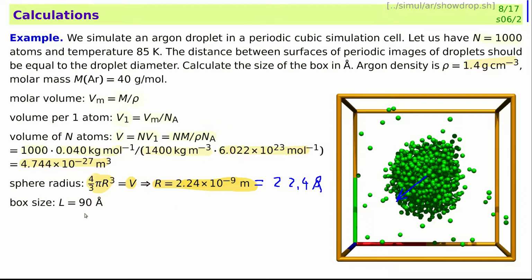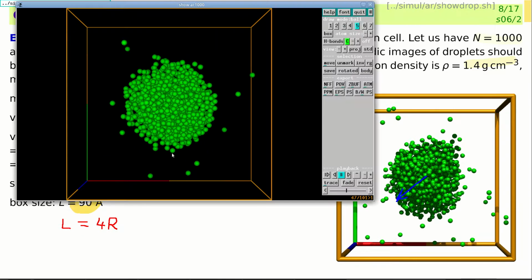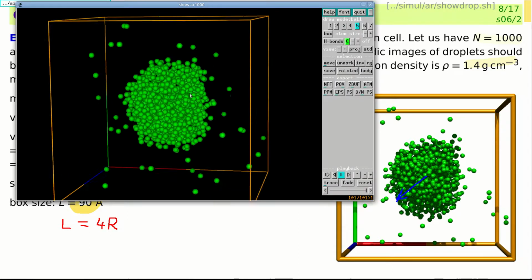And the box size is 4 times this R. That is, L is 4 times the radius, and the numerical result is 90 angstroms. I will show you now how such a simulation looks like. It's a very short one.